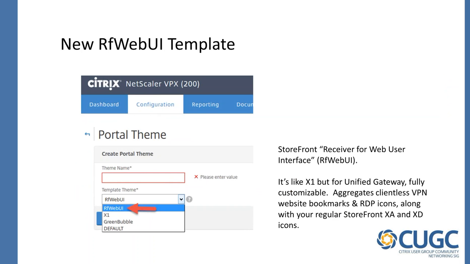Portal themes is a feature that I think a lot of people love, a lot of people are using. And rfwebui is a new template within your portal themes that you can apply. It stands for Receiver for Web User Interface. It's kind of like X1, but it's for the unified gateway, and it's fully customizable. For those of you that don't have a lot of experience with unified gateway, it basically aggregates your clientless VPN website bookmarks, your RDP icons, your SaaS type services, and puts them right up there along with your storefront based XenApp and XenDesktop icons for a very unified experience for your users.